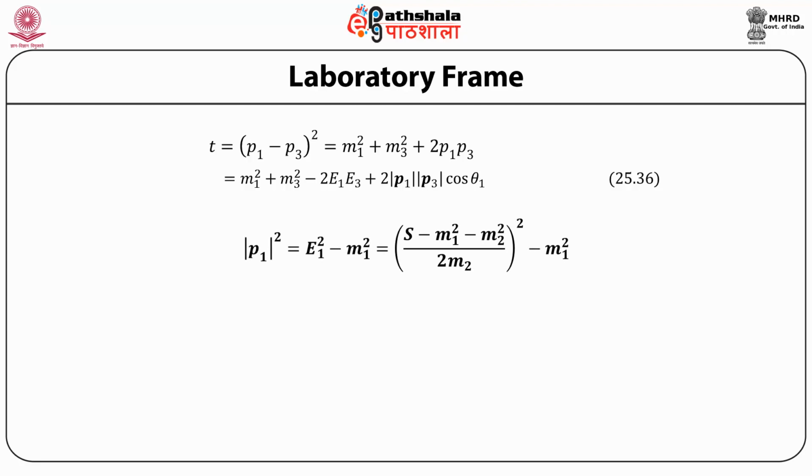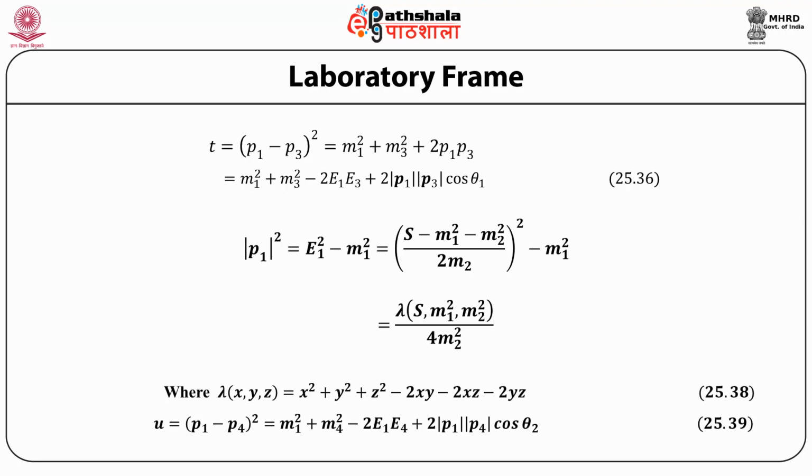Now, square of modulus of P1 is equal to E1 square minus M1 square and is equal to the square of (S minus M1 square minus M2 square) divided by 2 M2, minus M1 square, which is equal to lambda, which is a function of (S, M1 square, M2 square), divided by 4 M2 square, where lambda of (x, y, z) is equal to x square plus y square plus z square minus 2xy minus 2xz minus 2yz.